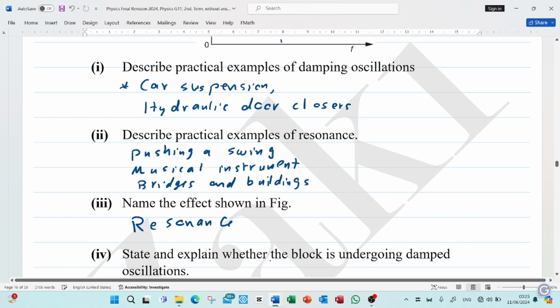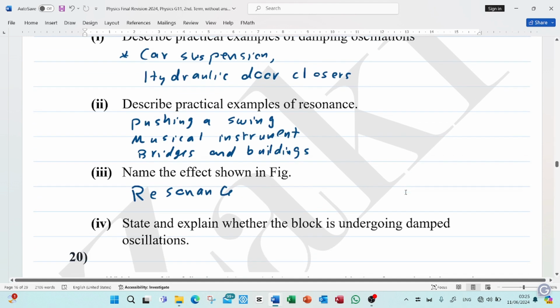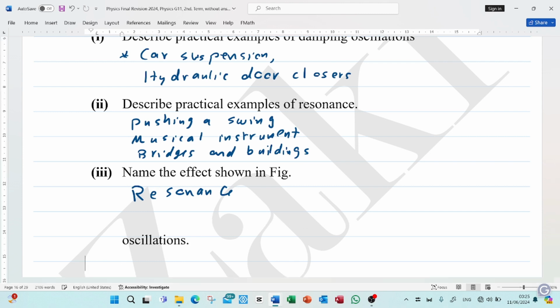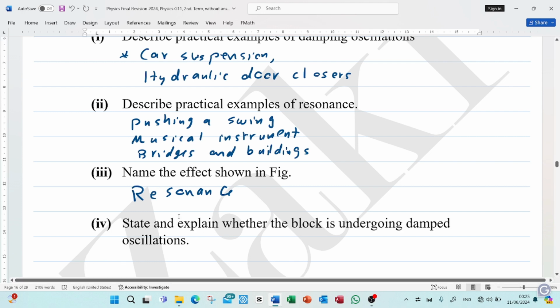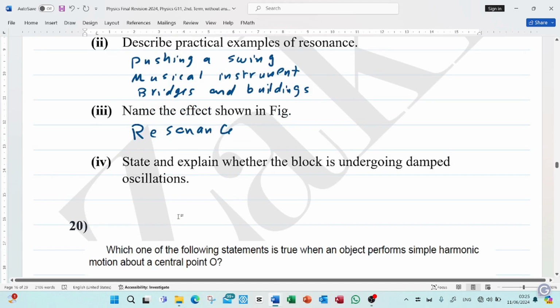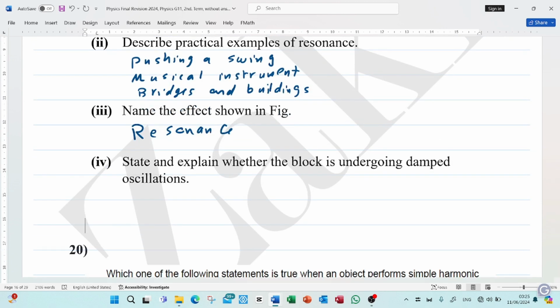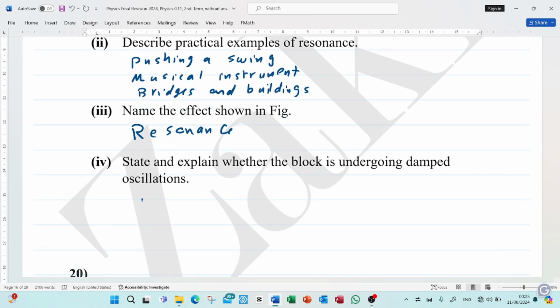State and explain whether the block is undergoing a damped oscillation. The peak is not sharp, so it is damped. So we write here: because the peak is not sharp, so damped.